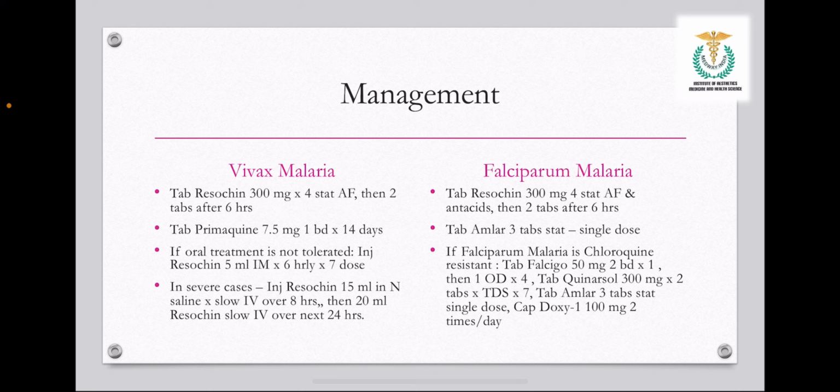Second, you can advise tab Cunarsol 300 mg 2 tabs thrice a day for 7 days. Third, you can give tab Amlar 3 tabs stat, single dose. And the fourth, you can advise capsule Doxy 100 mg 2 times per day for 7 days. So this is what you can do in the falciparum malaria condition.